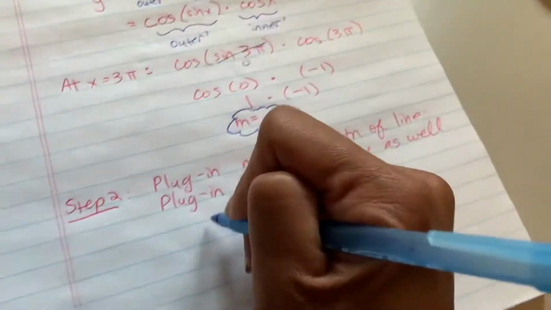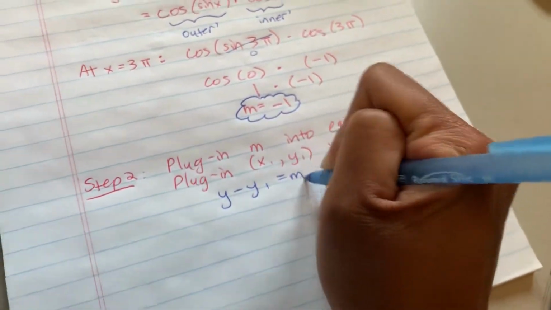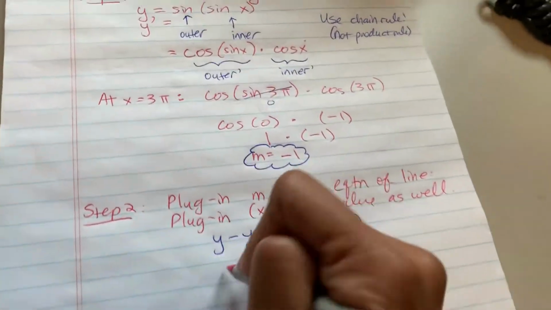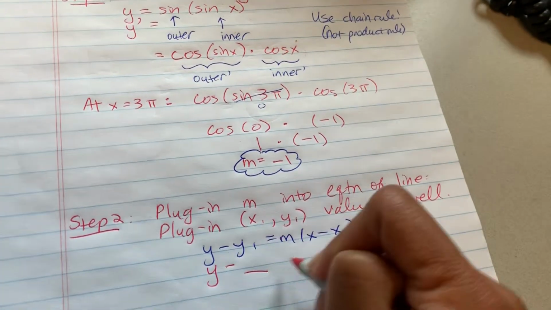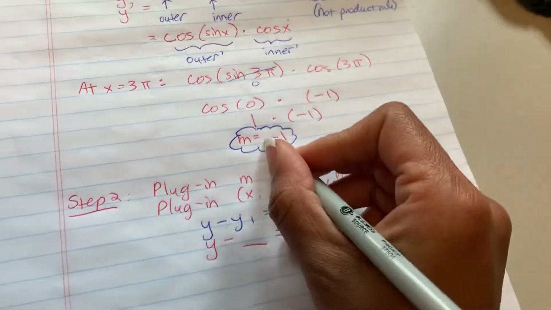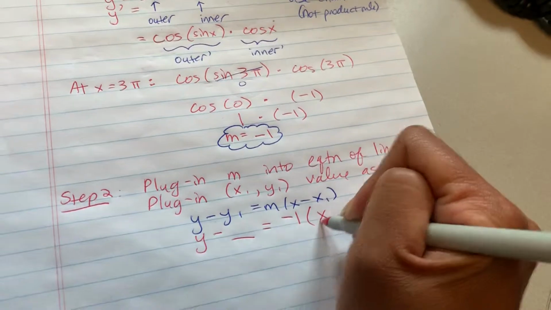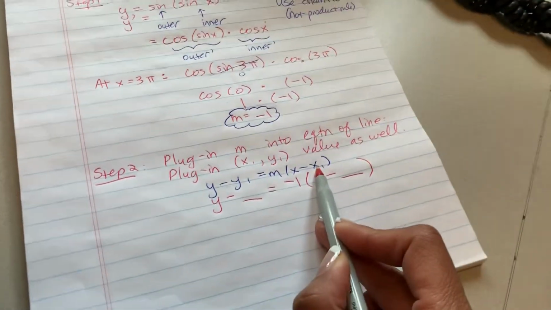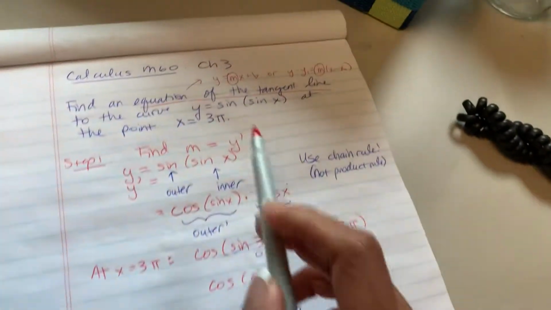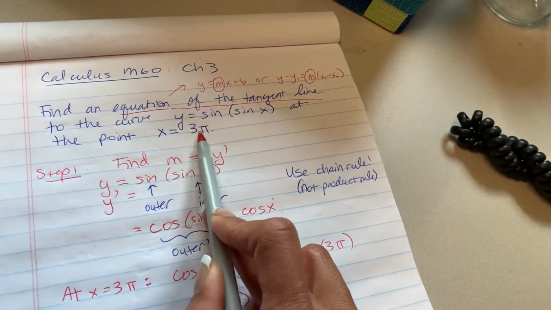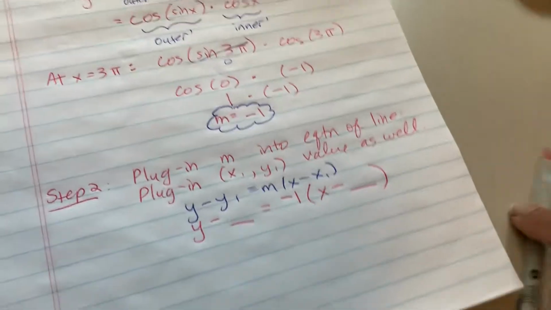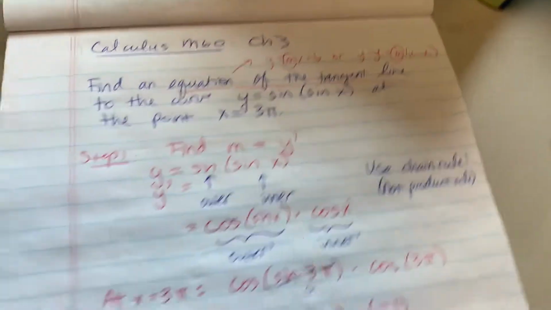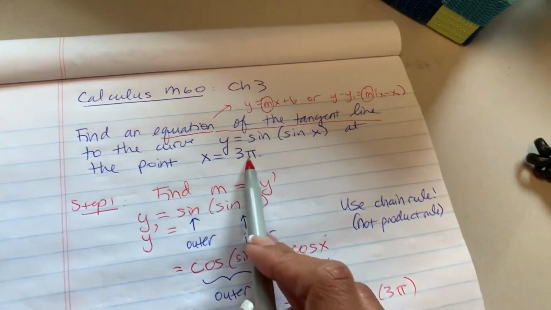This is the point-slope form of a line. I have y minus blank equals m, my negative 1, times x minus blank. So what is x1, y1? What is a point on the line? One point has x equal to 3 pi, so x1 is 3 pi. What is the y value when x is 3 pi?